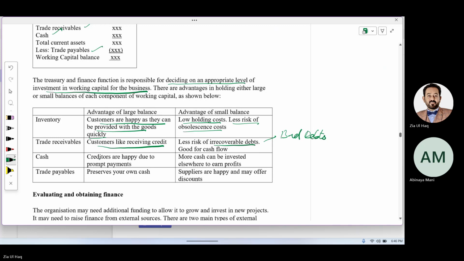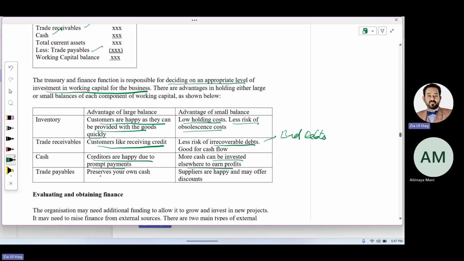Cash. If you are keeping more cash in hand, this means creditors will be happy because you are paying them money, because you have cash available. But more cash can be invested elsewhere to earn profit. This means you are not investing cash anywhere. You are just keeping cash in your pocket. That is of no purpose.